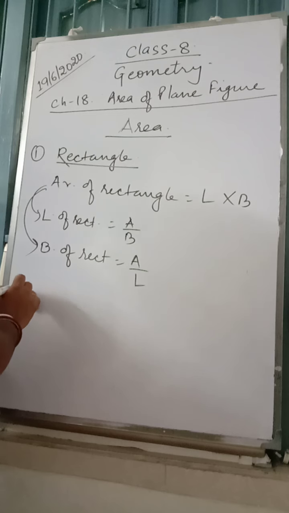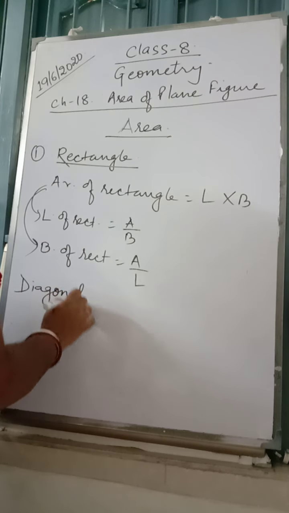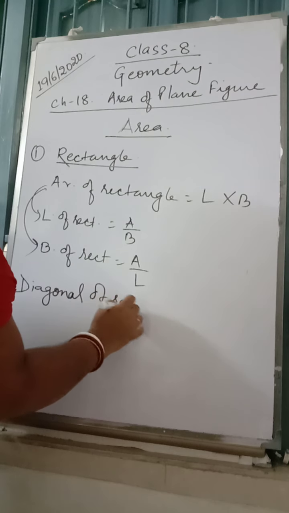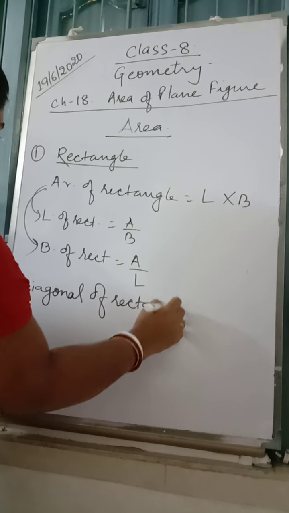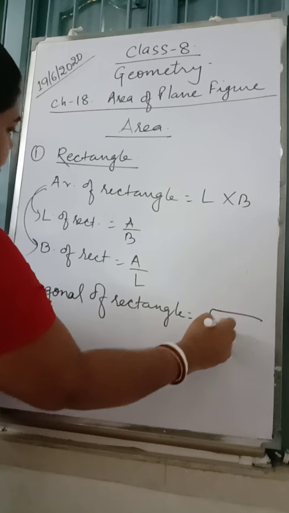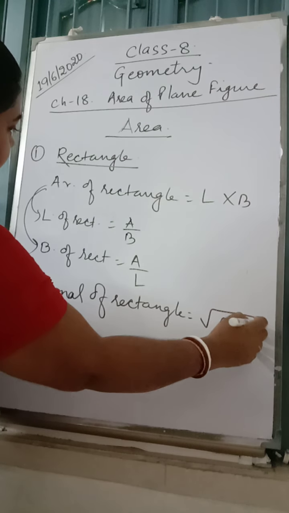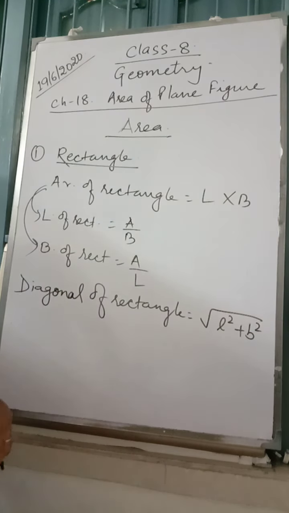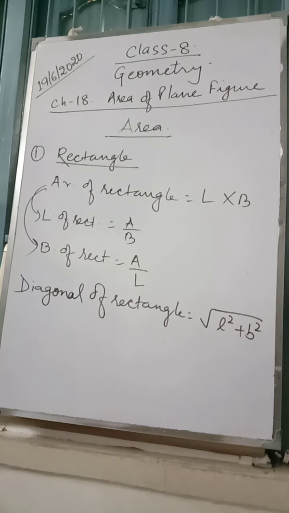Now we have the second formula, that is diagonal of rectangle is equal to under root L square plus B square. This is the formula for the diagonal.